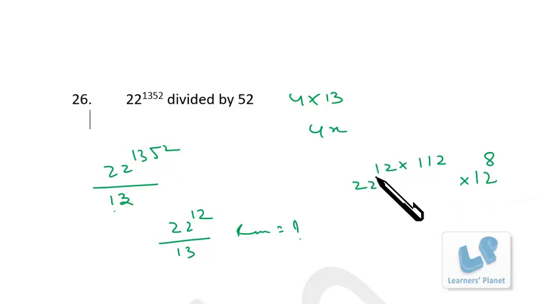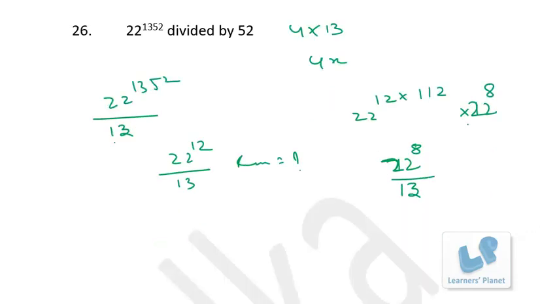So 1352 is 12 into 112 plus 8. So 22 raised to 12, the remainder is 1. So 1 raised to 112, the final remainder is 1. So we are left with 22 raised to 8. Now we just reduce it. 22 is 26 minus 4, so minus 4 raised to 8. So the remainder is 4 raised to 8.